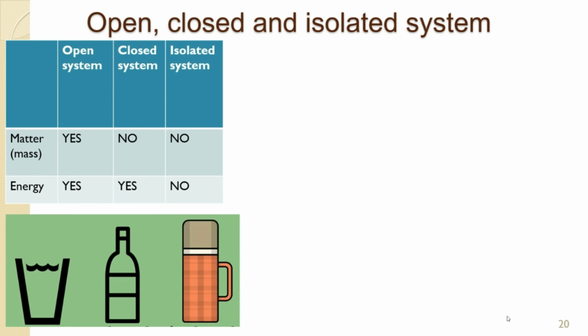This is important. There are three systems. One is called open system. One is called closed system. One is called isolated system. It's all related to mass and energy.